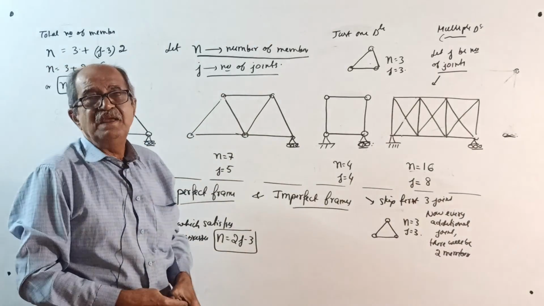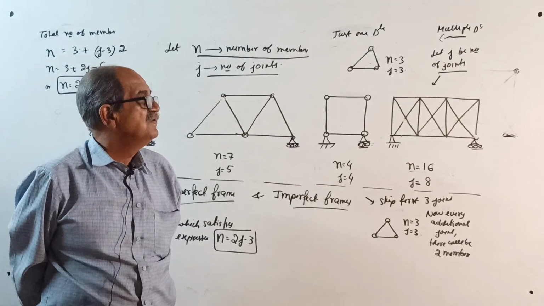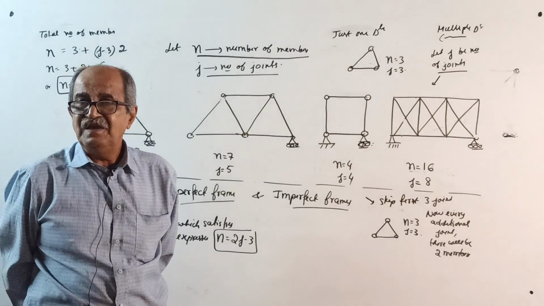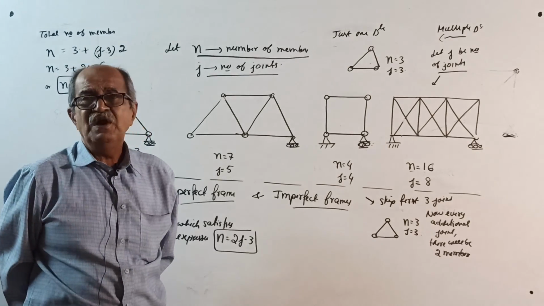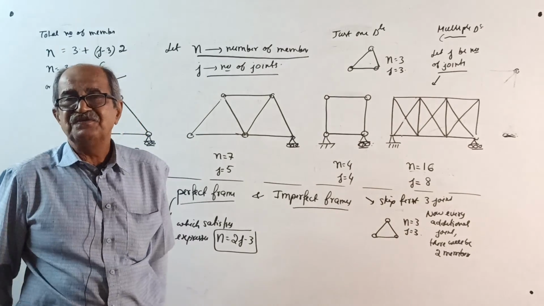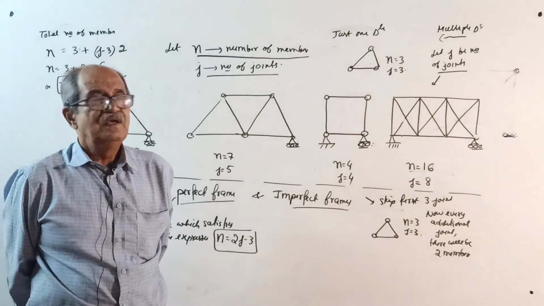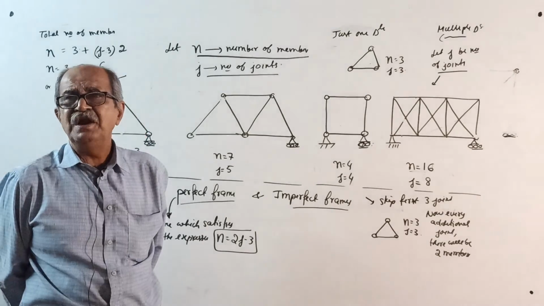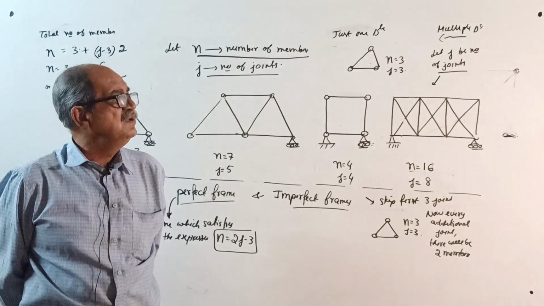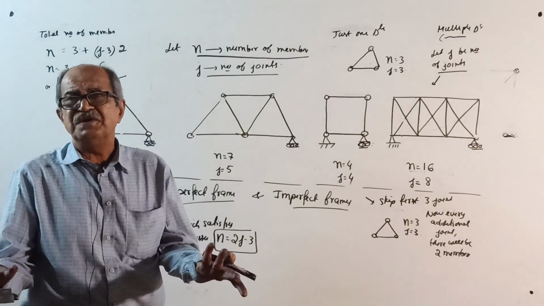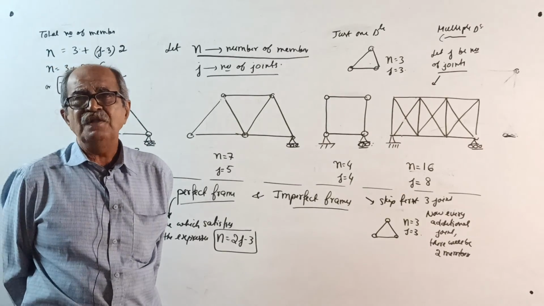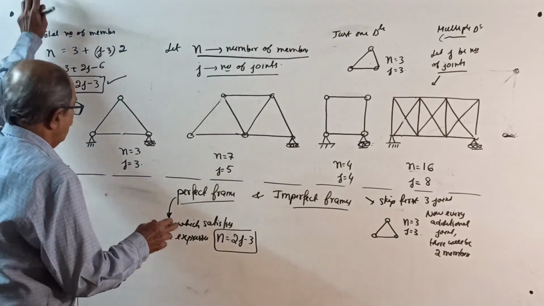When I first told this in a college, students said, sir, so easy. I was taking an MTech class, and they told me that in BE nobody explained this. They were told 2j minus 3 and when asked why, it was just a rule, maybe they thought a thumb rule. It is not a thumb rule, it is mathematical.